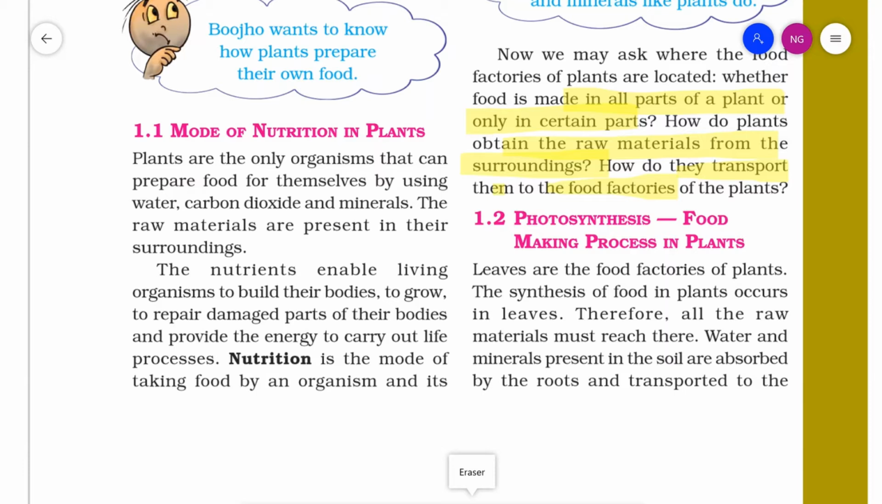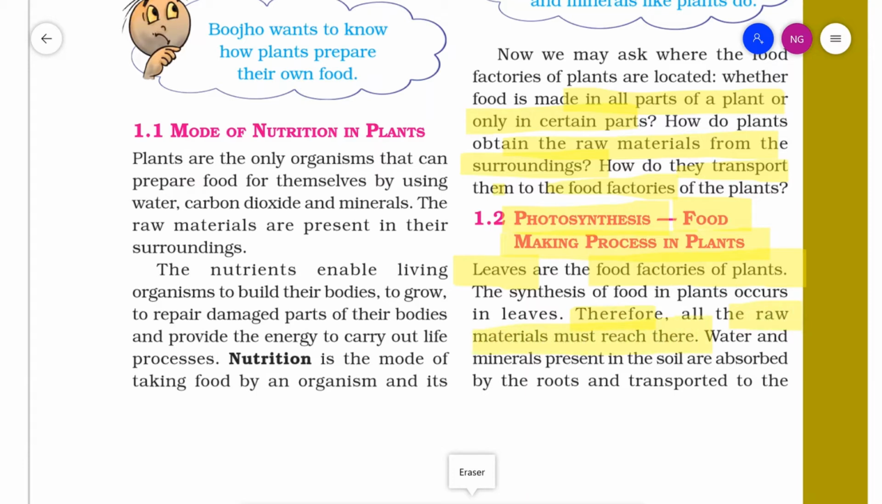Okay. So let's proceed. Photosynthesis. It's a process in which food is prepared in plants. For example, where do we prepare food at home? We prepare food in the kitchen, right? Similarly, plants also prepare their food in leaves. So you should not forget leaves are the food factories of plants. Therefore, all the raw materials must reach the leaves.